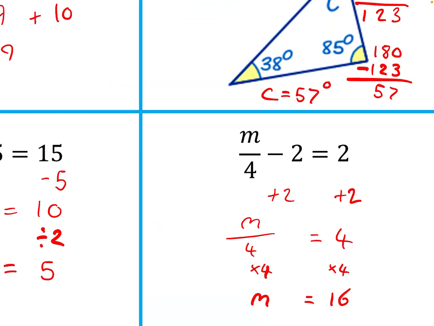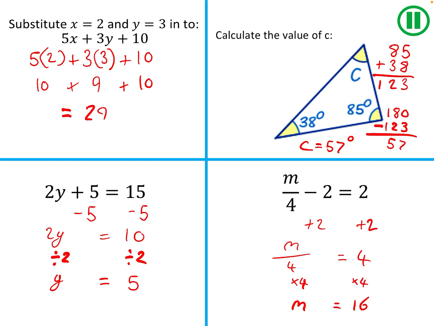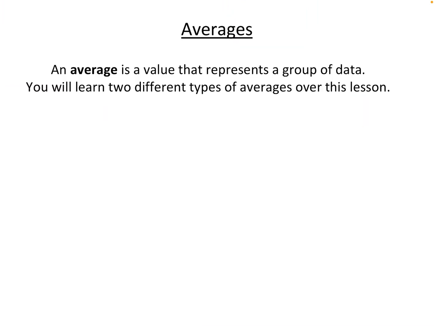So there is all of your do now answers all at once, ready for you to see. Okay, on with today's lesson. So once again, we're going to be looking at averages, and we're going to be looking at 2 more types of averages today. Last lesson, we did the mean, and we also did the range. And today, we're going to be doing the median and the mode.